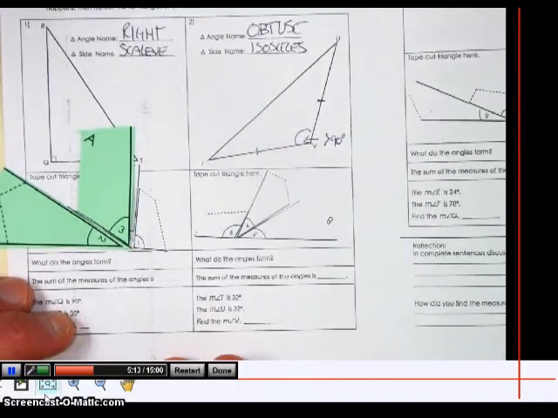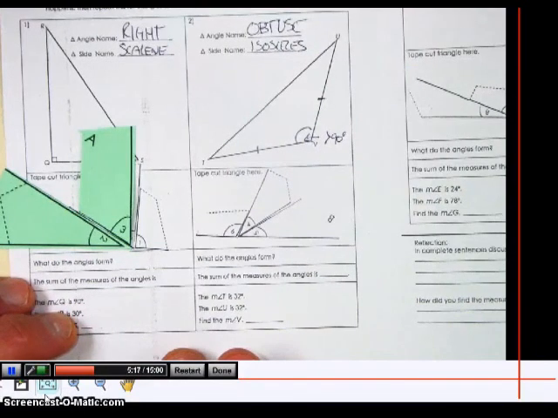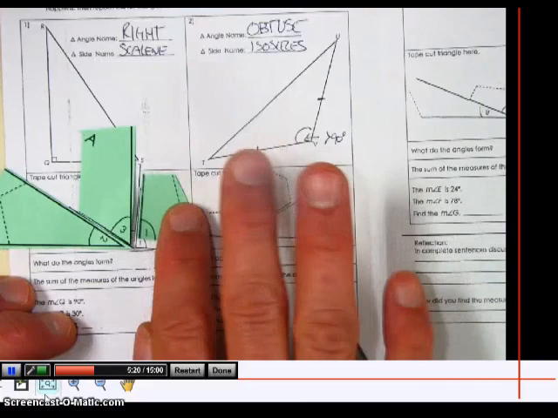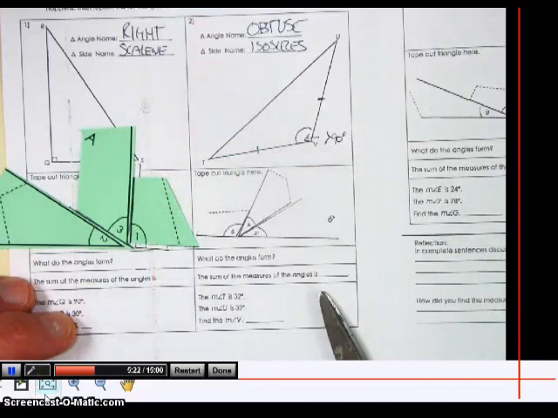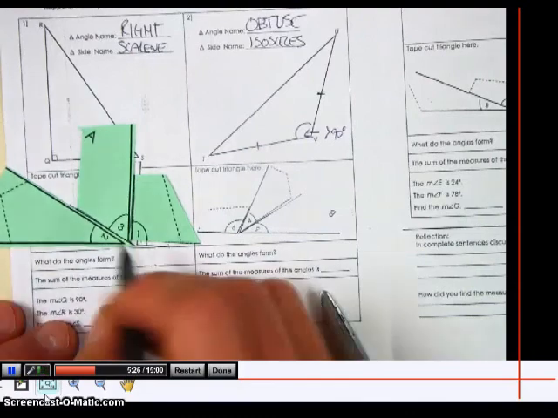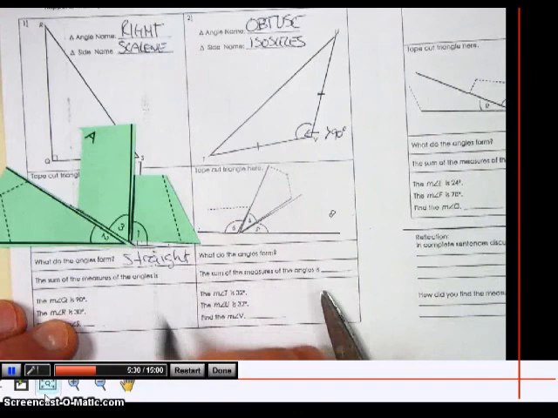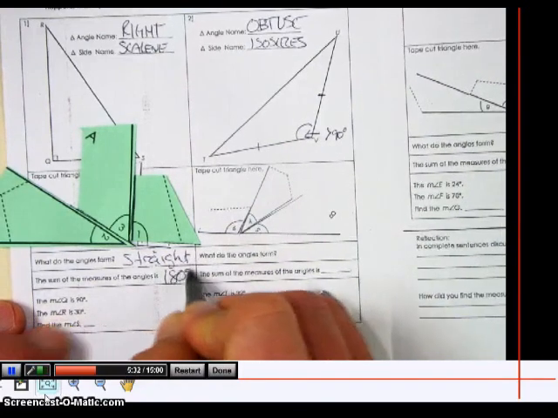What kind of angle would that be? 90. Two of the corners of the triangle made 90, but when I put the third in, it made a straight line. It made a 180 degree. It made a straight line, and it is 180 degrees.